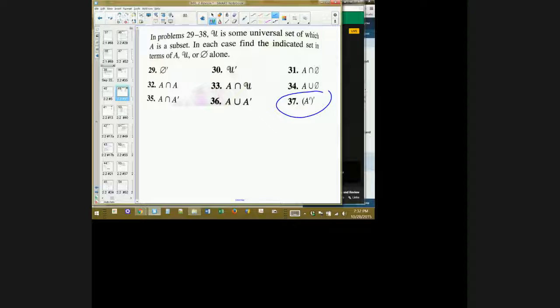So A is a subset of the universal set. So where's A complement? And where's the complement of that? And what's the simplest way to name that? It's A. That's what I've answered.